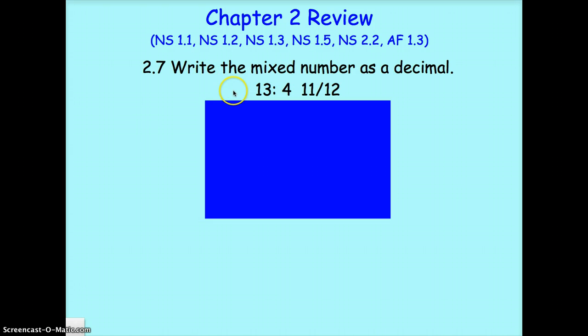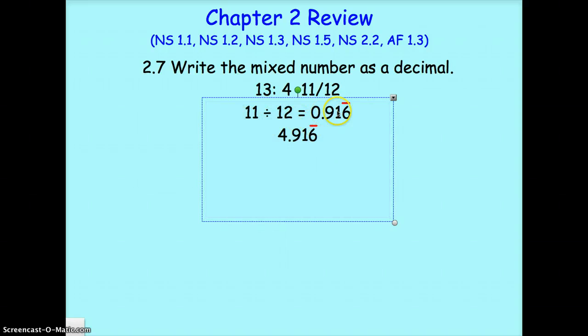2.7, write the mixed number as a decimal. 4 and 11/12. We're going to leave the 4 as your whole number. Find out what 11/12 is. Let's take a look. 11/12 when you divide is 0.91 and 6 repeating, with that 6 repeating. So you need that line over the 6, and then bring the 4 to put it together.